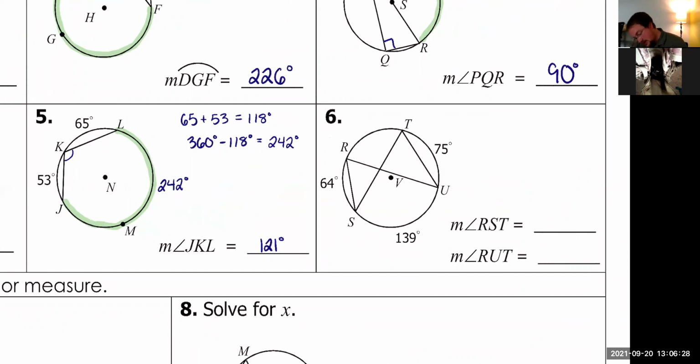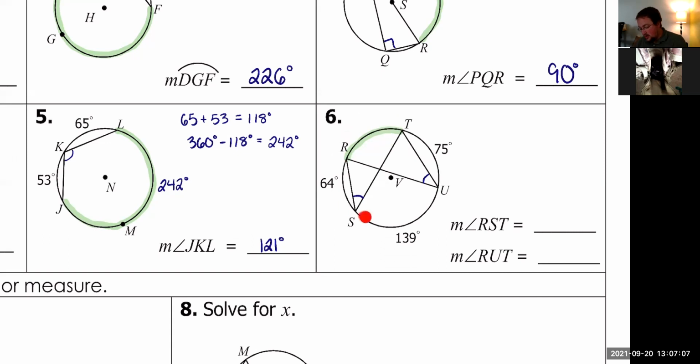All right, this next one is asking us to find the measure of angle RST, which is right here, and the measure of angle RUT. I hope we realize that they are both intercepting the same arc, RT. So the good news is, if they're intercepting the same arc, whatever those angle measurements are, they are both going to be the same. They are congruent. The problem, though, is I don't know this intercepted arc yet.